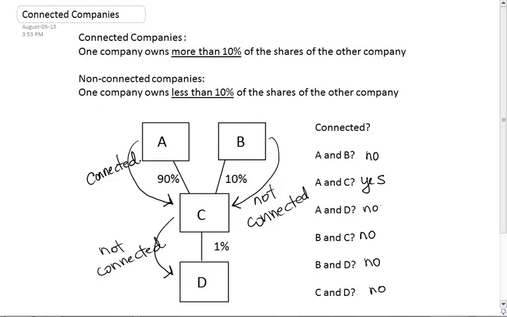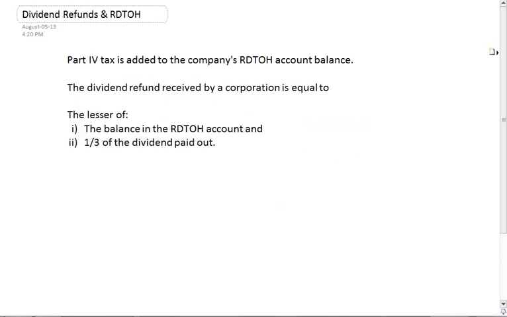Part 4 tax is refundable when the corporation pays out a dividend. The Part 4 tax is added to the balance in the RDTOH account. This RDTOH account balance is used in the calculation of the dividend refund. The dividend refund received is equal to the lesser of the balance in the RDTOH account and 1/3 of the dividend paid out. So how do we calculate Part 4 tax?